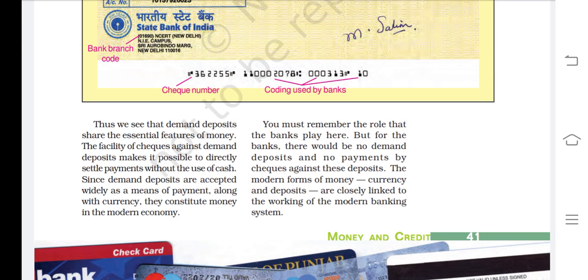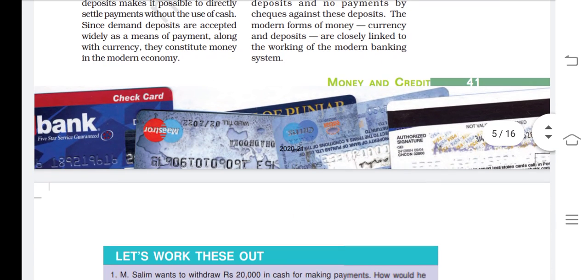Mostly the means of payment is done by demand deposits, along with the currency also, as they constitute money in the modern economy. You must remember the role that the banks play here. But for the banks, there would be no demand deposits and no payments by checks against these deposits. The modern forms of money, currency and deposits, are closely linked to the working of the modern banking system. They are closely linked with each other.